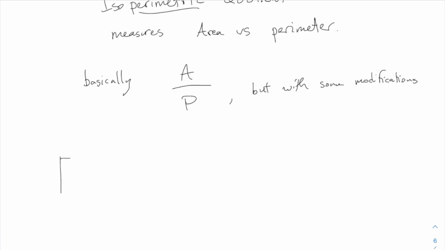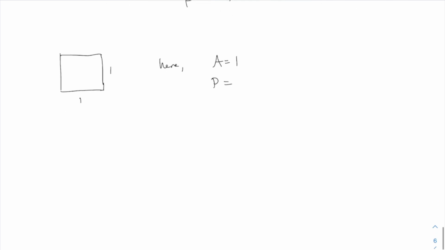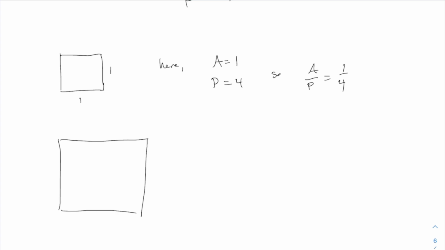If I have just a square, say, which has distance 1 on each side, here the area is 1. The perimeter, any masters of geometry out there? What's the perimeter of that? 4. It is 4, yeah. That perimeter means the distance around the outside. So in this case, the area divided by the perimeter is 1/4. But what if I had another square that was the same shape, only bigger? This is like scaling the shape up. Let's say this is now 10 on each side.